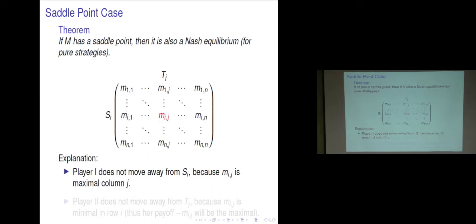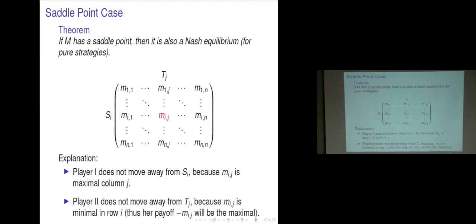Therefore player one does not have an incentive to move away from the strategy i, because M_ij is the maximum in column j. Look at the numbers in column j. This is the biggest number. If you move away from the red one, you always get less. So no incentive.